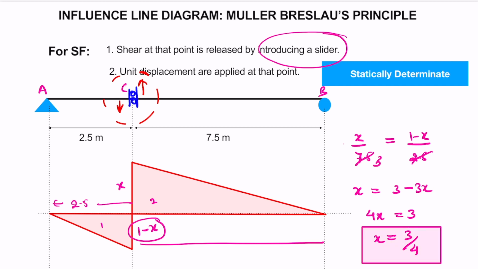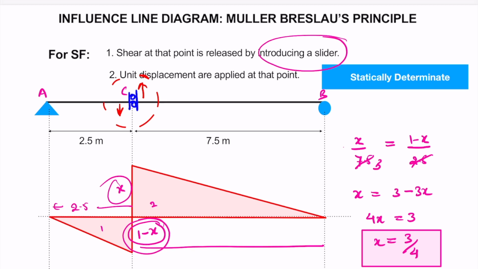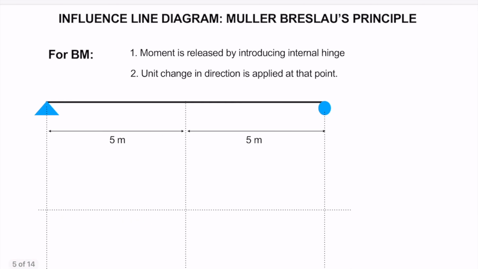Okay, so we can get the value of x and 1 minus x from here. Now let's find out the ILD for bending moment at any point. Again, consider this simply supported beam. Let's call it A, B and C. Suppose we need to find the ILD for bending moment at point C.